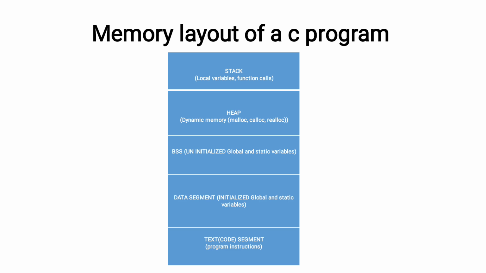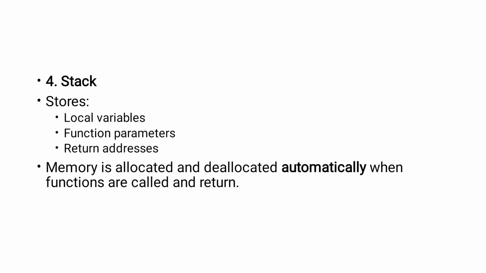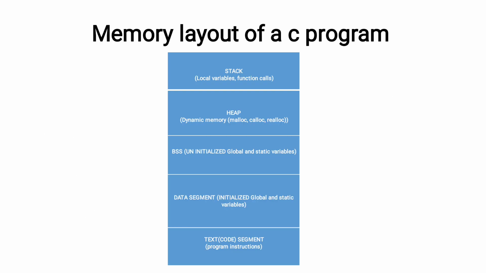Next, the last one, the stack segment. This is used for storing local variables, function parameters and return addresses. All these are stored in the last, highest segment called the stack segment. Once memory is allocated in C, it will be deallocated automatically when the function returns. So this is the memory layout of C programming.